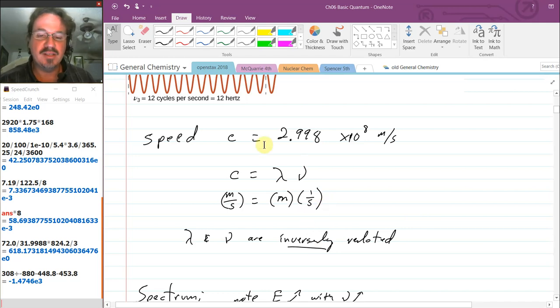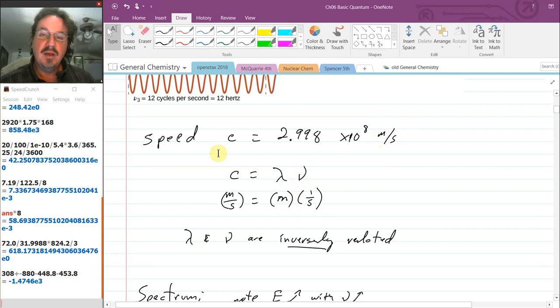It's always constant. And so they use a little case c to represent the fact that it is constant. It doesn't change. It's always 2.998 times 10 to the 8th meters per second, and we'll always use that. If you think about the units, wavelength here is meters, frequency is per second. If I multiply those together, I'd get meters per second. Hey, that's exactly what meters per second is.